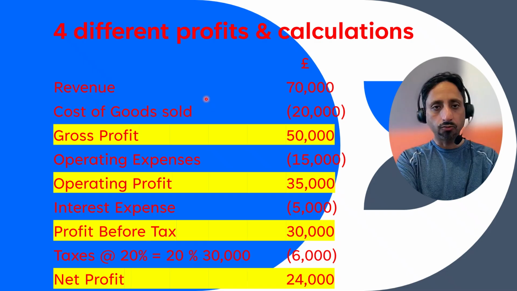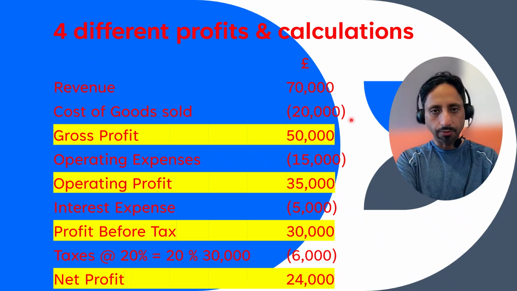So how to calculate these four different profits? So we start with the revenue. We mention the revenue, for example, 70,000, and you can see the currency sign. So it's obvious that we are talking in regards to Great British Pound. Now the revenue is 70,000. We assume the cost of goods sold is 20,000.